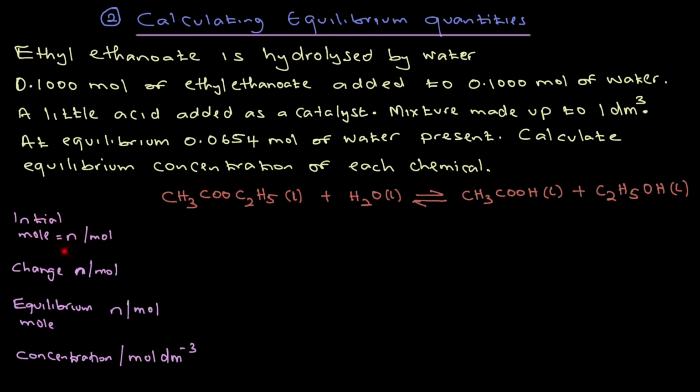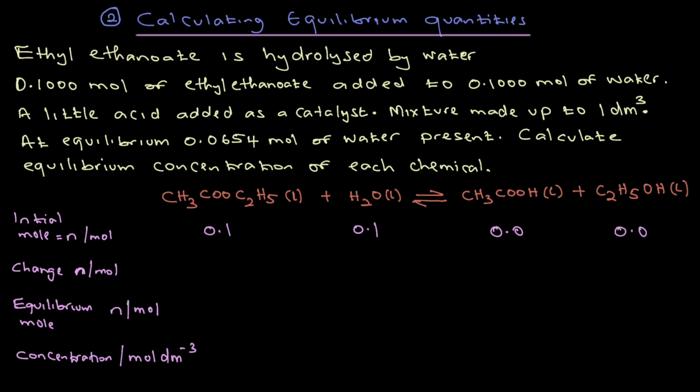So now we need to find the initial mole, which is given, any changes, the mole at equilibrium, and then work out the concentration. From the question, the initial mole of ethyl ethanoate is given, 0.1 mole. So we can write that there, 0.1. The water is also 0.1. Initially, the mole of ethanoic acid will be 0, and the mole of ethanol will be 0.